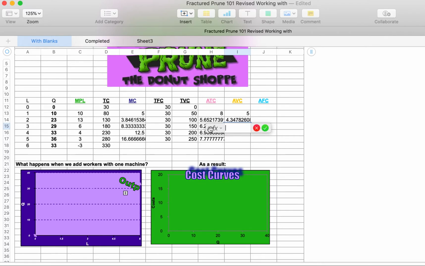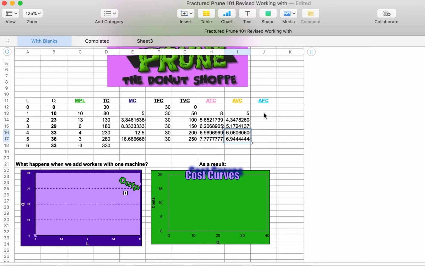Your variable cost per unit is what average variable cost means, and if your variable costs are 150 when you're producing 29 units, your variable cost per unit is $5.17. So I'm going to Control C, paste.